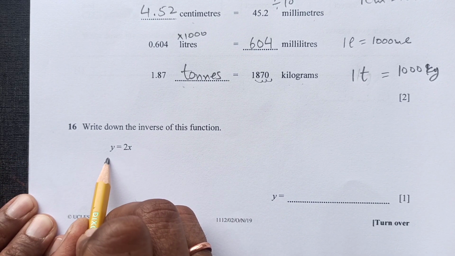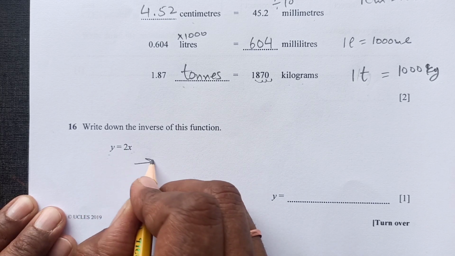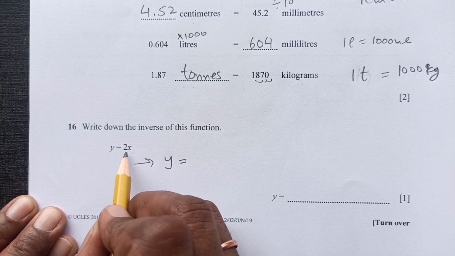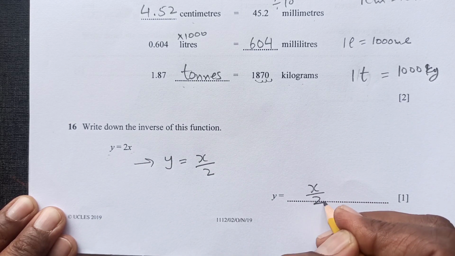So this is y equals 2 times x. So the reverse of this will be y equals, this is x times 2. So that will be x divided by 2. So it will be x over 2.